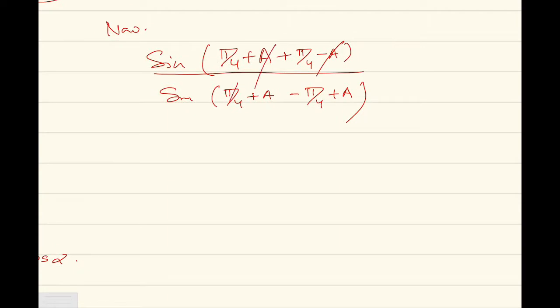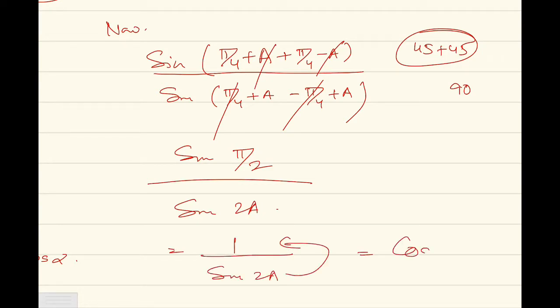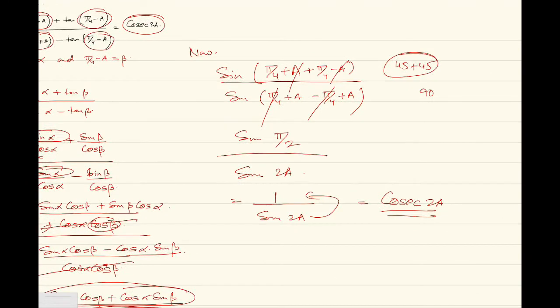Okay, then let's cancel. A and a gets cancelled, pi by 4 gets cancelled. That gives me sine pi by 2, isn't it? Pi by 4 means 45 plus 45, that's 90, and that's pi by 2, divided by sine 2a. But sine 90 is 1 and you have sine 2a, and ultimately when you flip, this becomes cosec 2a, because cosec is the reciprocal of sine. So I can write here, hence proved.